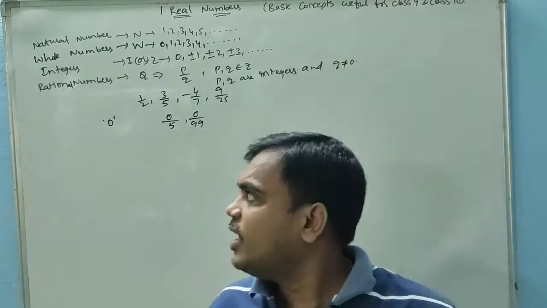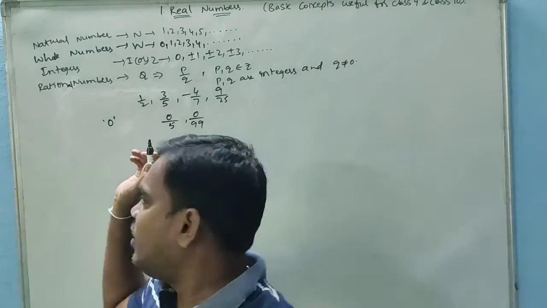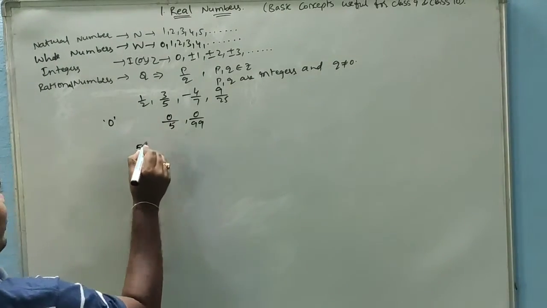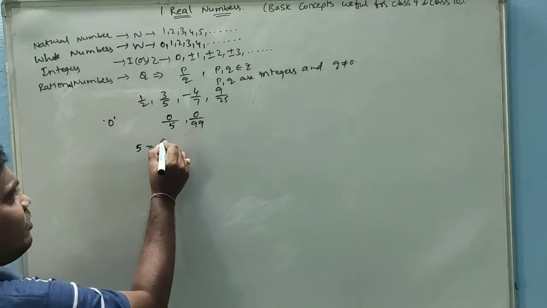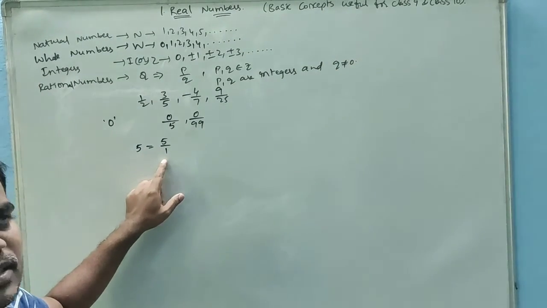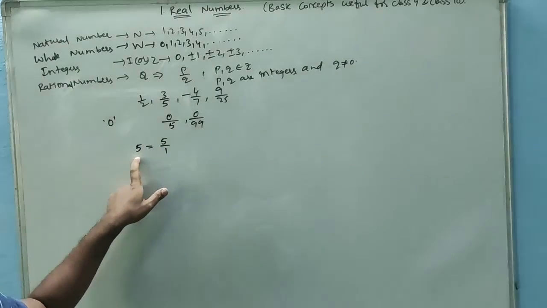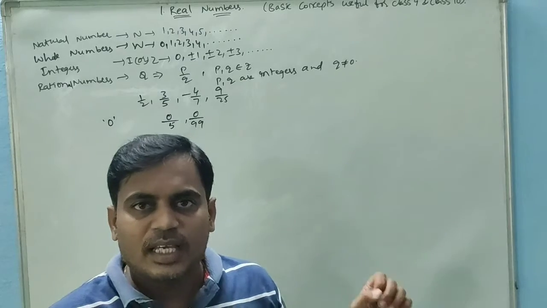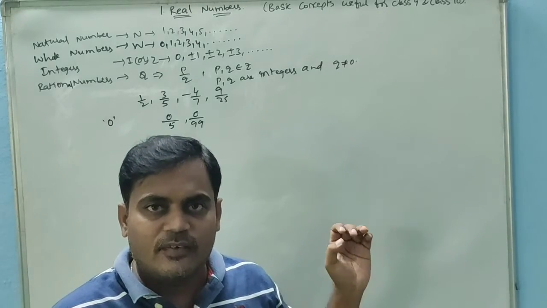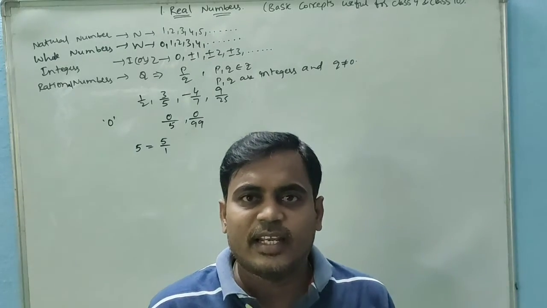If we take any natural number, we can take the denominator as 1. For example, take the natural number 5. 5 can be written as 5 by 1, and 5 and 1 are integers. So 5 by 1 equals 5, which is a rational number. So every natural number is a rational number. Every integer is a rational number. Every whole number is a rational number.